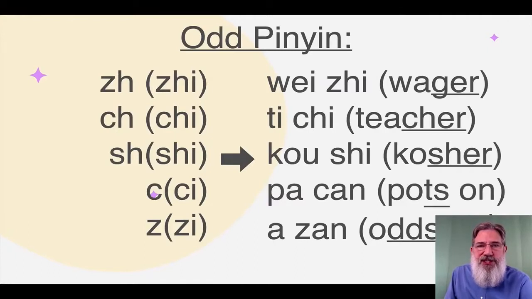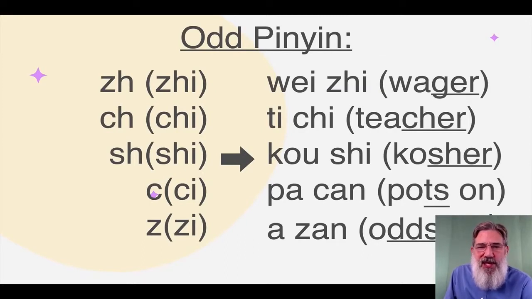So it's like in teacher. So the word teacher in English, if written in Pinyin, is t-i-c-h-i, teacher, exactly the same. Same with kosher. In English, if written in Chinese Pinyin, would be K-O-U-S-H-I, kosher.